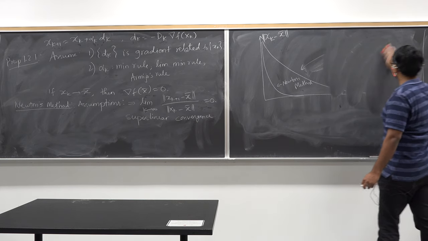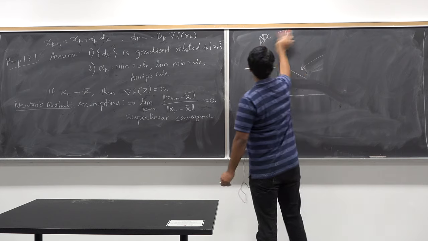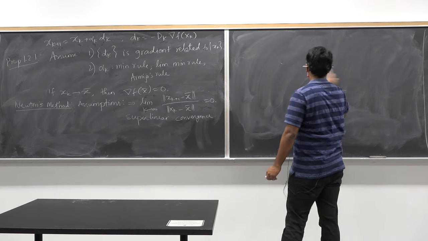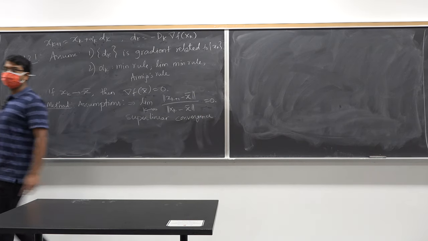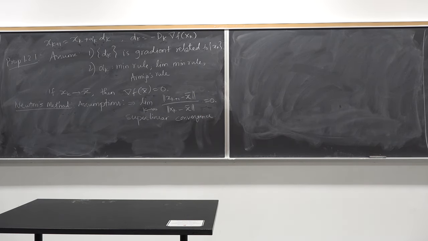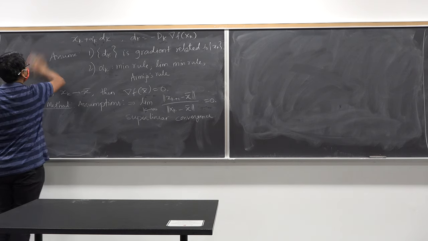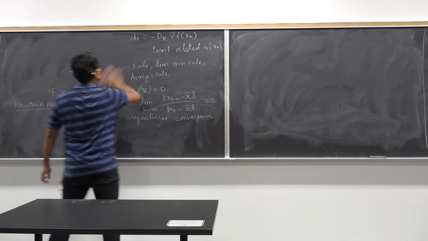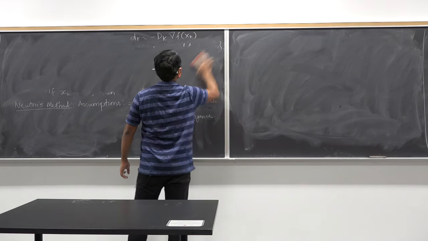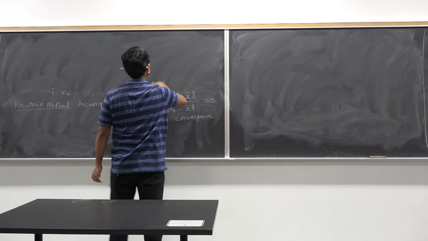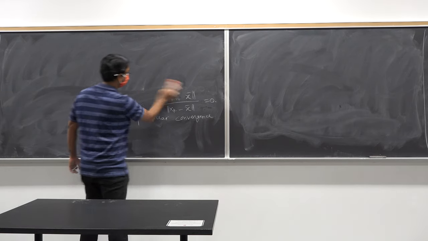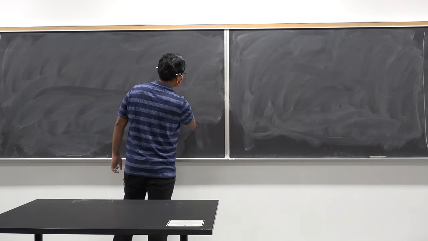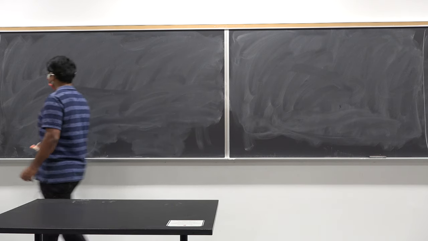Any other question while I erase the board? No questions? So now the next topic is the Gauss-Newton method, which is used to solve the least square problem. We are going to talk about very specialized gradient descent algorithms now, for unconstrained optimization and for very specific settings. So let's dive into it.